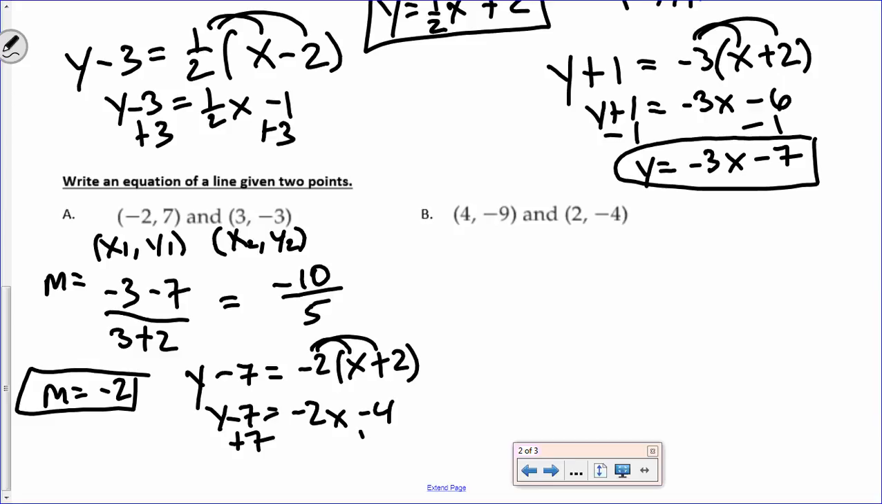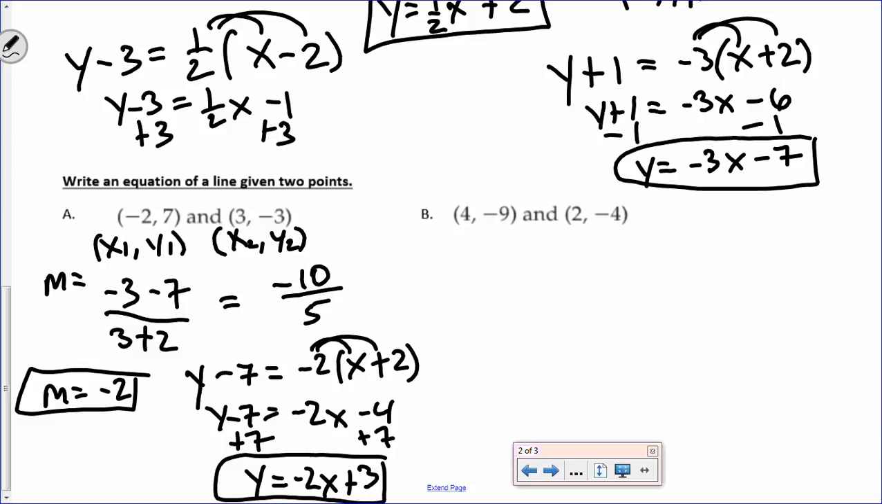Add 7, and I get y equals negative 2x plus 3. Okay, I'll leave you guys be to do on your own.